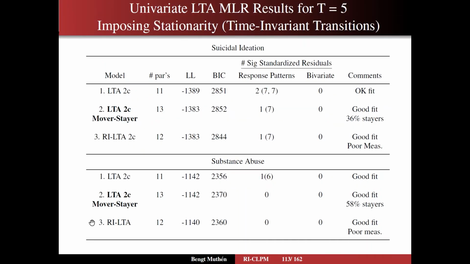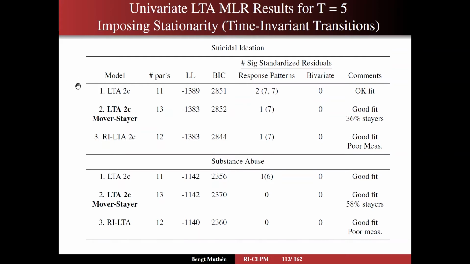On slide 113 then, I do the analysis, the LTA for each of the two processes, suicidal ideation at the top and substance abuse at the bottom. This is for T equals 5 then. And I'm going to impose stationarity, that is time invariance of the transitions over time. The transition probabilities are the same across time.